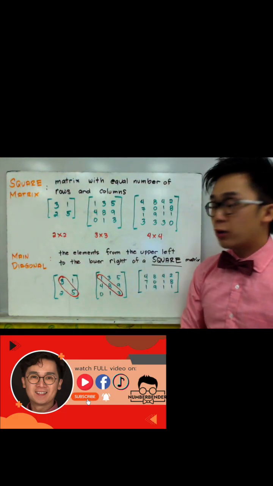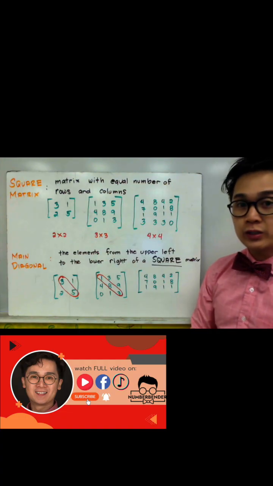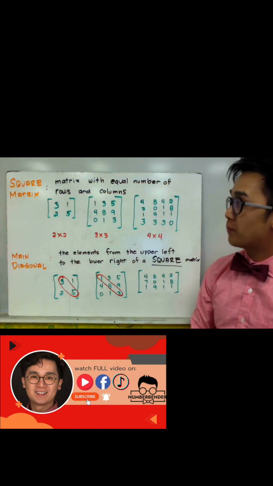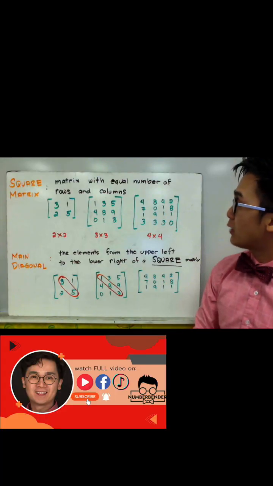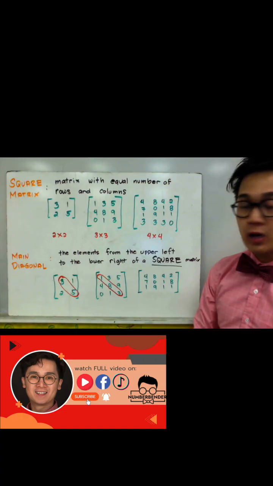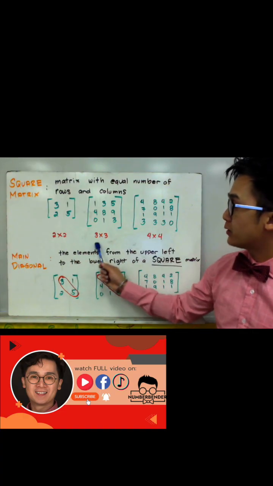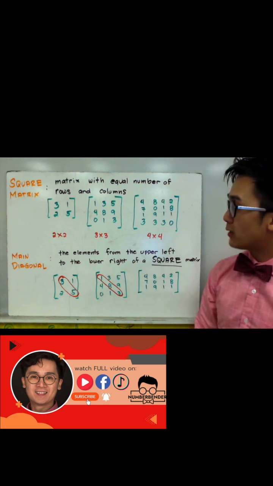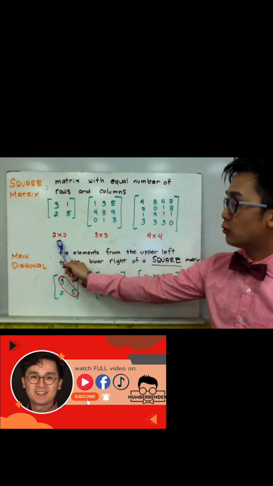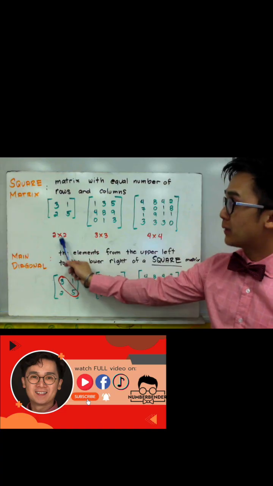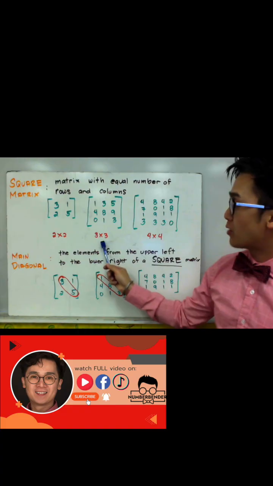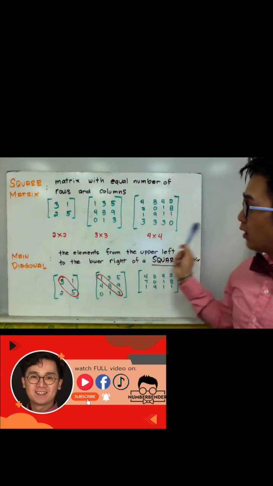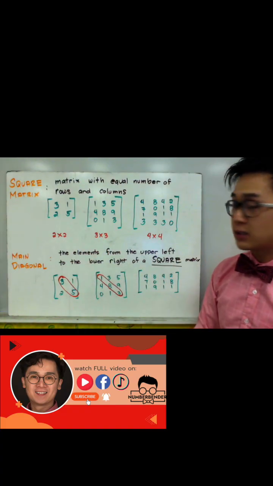Now, another important terminology that we need to understand about matrices is the square matrix. A square matrix in linear algebra means a matrix with an equal number of rows and columns. I have here 3 examples of a square matrix. We have a 2 by 2 matrix, which is a square matrix because we have 1, 2 rows and 1, 2 columns. And we have a 3 by 3 and a 4 by 4. All of them are called square matrices because they have the same number of rows and columns.